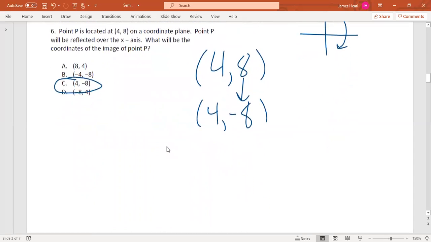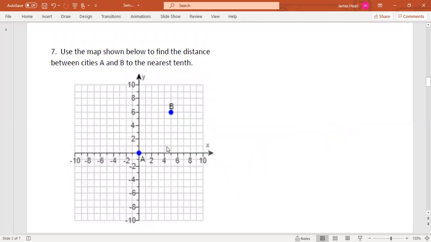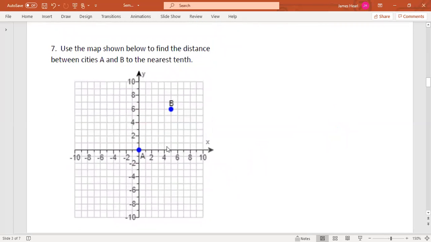For the next page here, we'll start with number 7. You're asked to find the distance between these two cities, rounded off to the nearest tenth. So we'll use the distance formula or the Pythagorean theorem. Both ideas are the same idea. We need to find the distance between the x's. So we're going to go to here, and then we're going to go up to here.